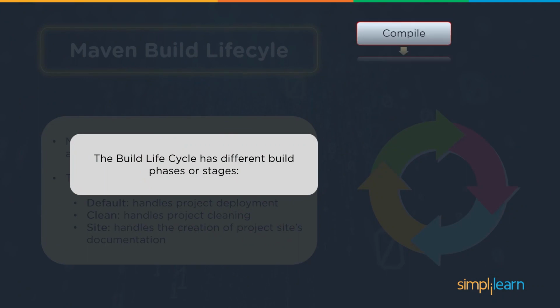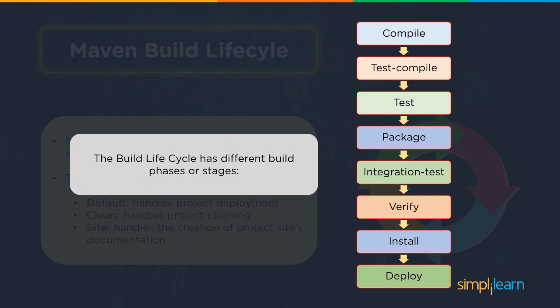Right, so the build lifecycle has different build phases or stages, because when we are performing a build, a variety of things need to be performed. The first one is compile, then test compile. Compilation is for the source files, and test compile is for the test cases. Test will execute the test cases, package will package the bundle, then we have the integration test to run the integration test cases, then we have verify, then the install goal, and the last one is deploy, which is there to deploy the artifacts to the artifact repository. So all these are the different phases and stages which we normally follow for performing the build automation.